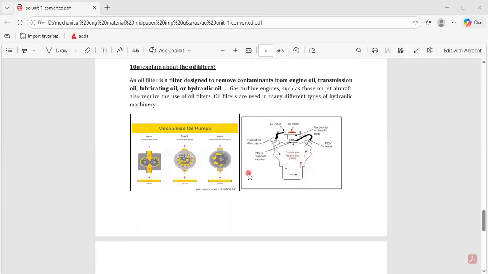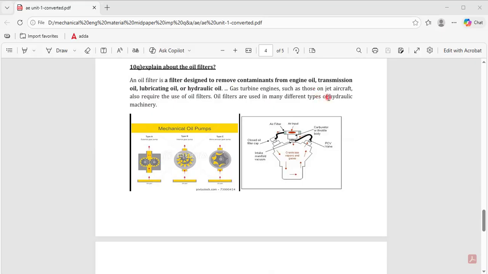Now, explaining the oil filter. This is the oil filter. The oil filter is simple here. Mechanical oil pumps are there, and in these oil pumps a filter is used. They filter minute particles before the oil enters the engine. An oil filter is a filter designed to remove contaminants from the engine oil. The engine oil which is pumped into the engine is filtered first.